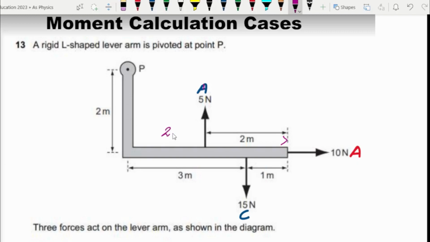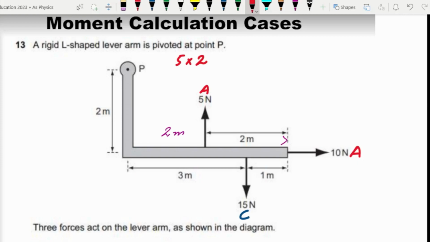ठीक है, तो ये distance आपका कितना है? 2 meters. So what would be the moment? Since moment is a product of force and the perpendicular distance, तो ये moment हो जाएगा 5 times 2. This is the moment of force due to the force of 5 Newton.